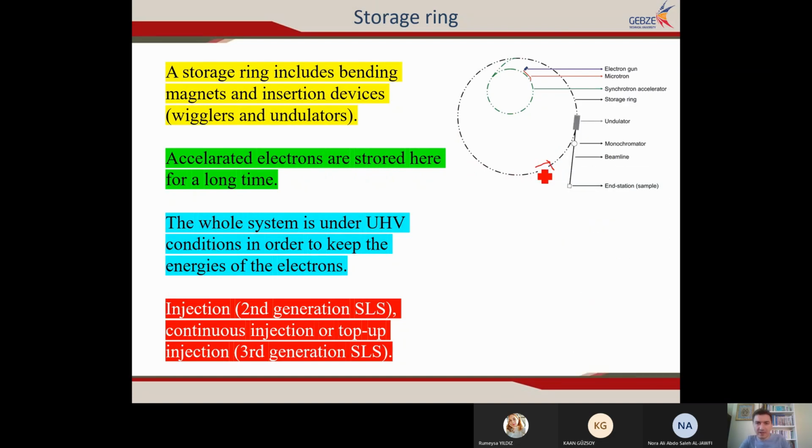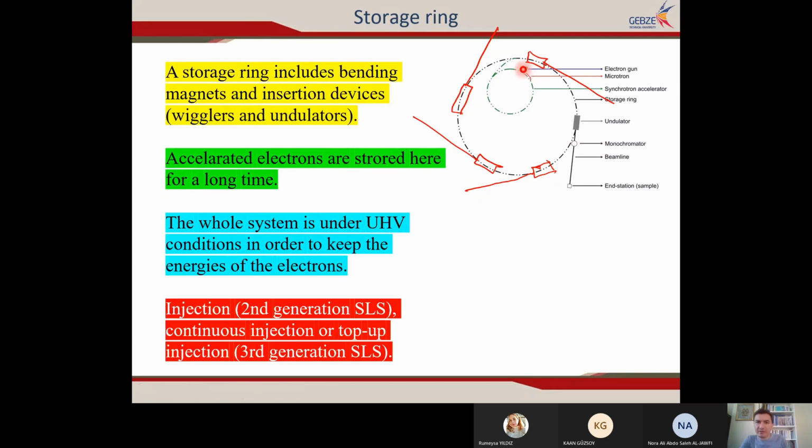So here you may have another insertion device, another beamline, another insertion device, another beamline, and generally conventional synchrotron light sources have between 10 and 20 beamlines, sometimes more, sometimes less, depending on the synchrotron light source. So there are many beamlines around this storage ring.